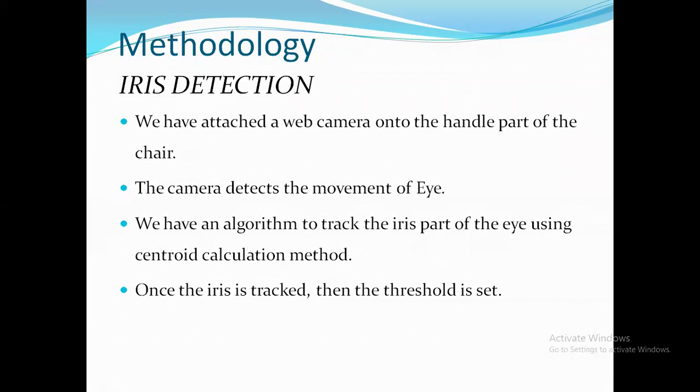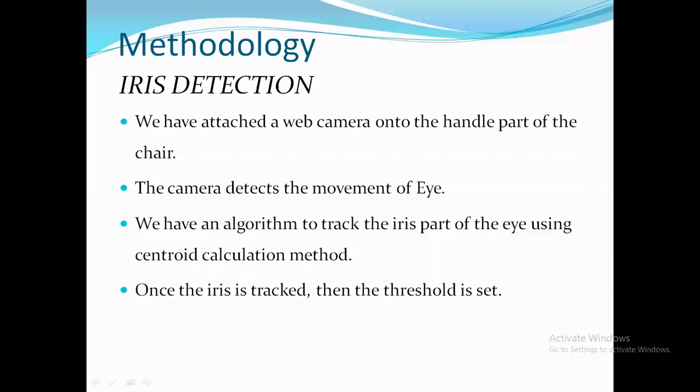So we all know that the wheelchair that we are using will be having a web camera attached to it. So the handle will be having a web camera in order to take the video or a snapshot of an eye. So the camera detects the movement of eye. If an eye is looking towards right, or left, or upwards or downwards, it will detect the movement of an eye. So we have an algorithm, that we'll discuss in coming slides, to track the iris part.